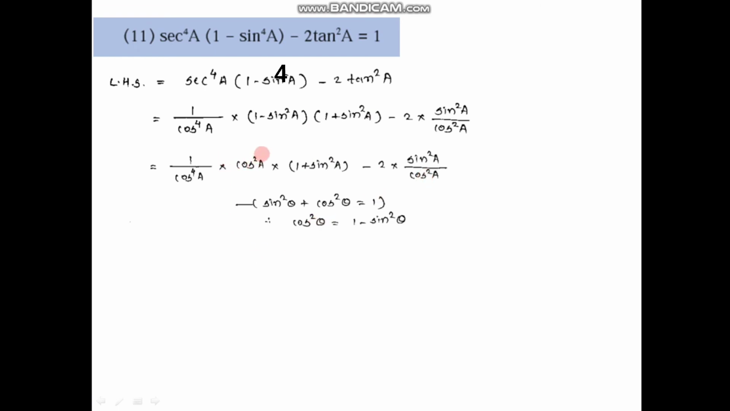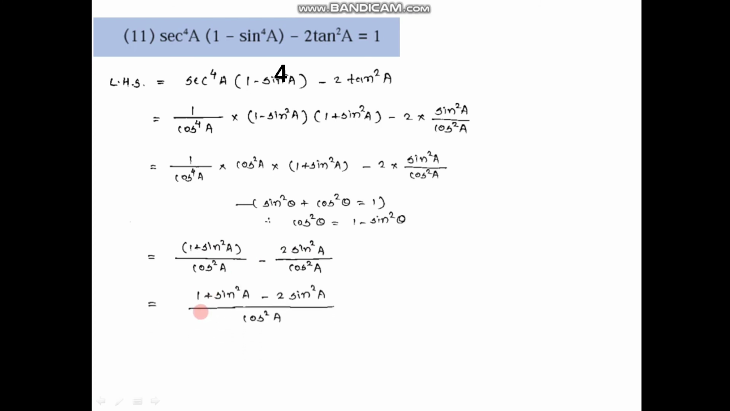Now here cos square a and out of cos raised to 4a, cos square a will get cancelled. So we have in the denominator cos square a, and in the numerator we have 1 plus sine square a minus 2 into sine square a, that is 2 sine square a divided by cos square a. So for these two terms the denominators are same, so we can just subtract the numerators, that is 1 plus sine square a minus 2 sine square a divided by cos square a.